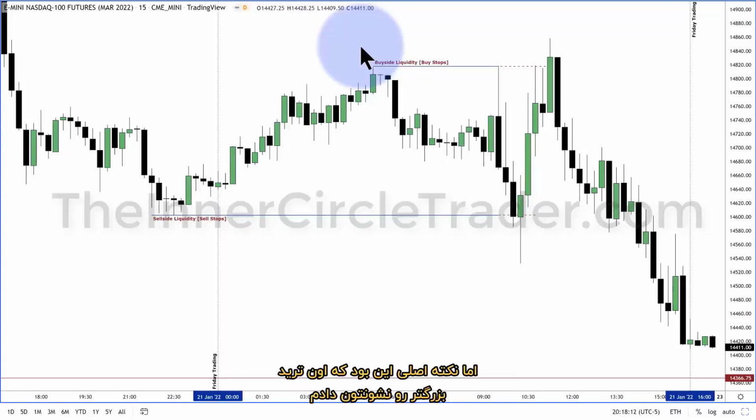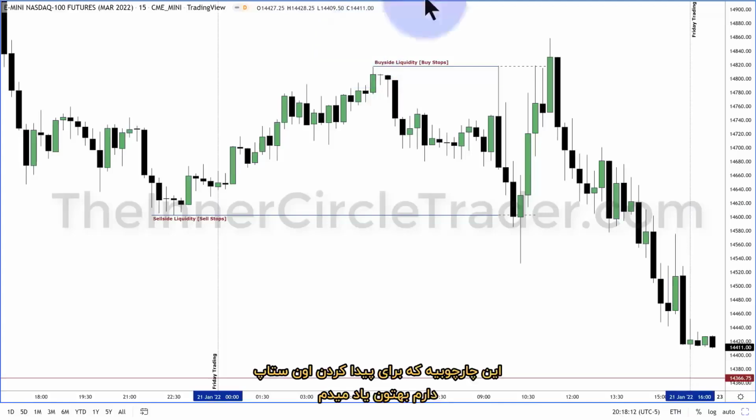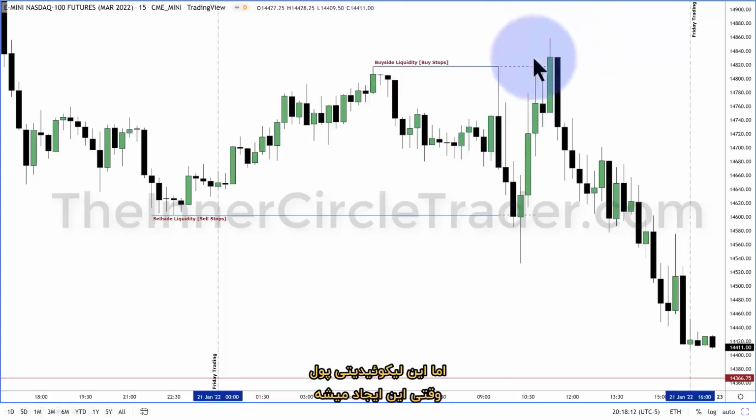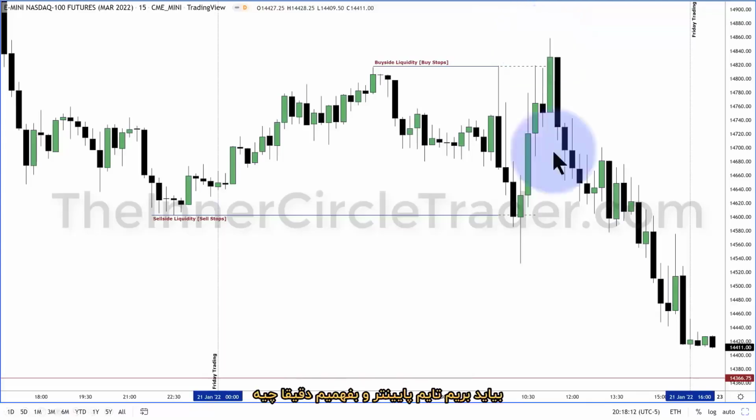But the main thing was I showed you that larger trade. This is going to be the framework that I'm teaching you how to find, okay? But this pool of liquidity, once this occurs, you want to drop down to your lower time frames and start looking for something specific. And let's go into those lower time frames and find out what that is.